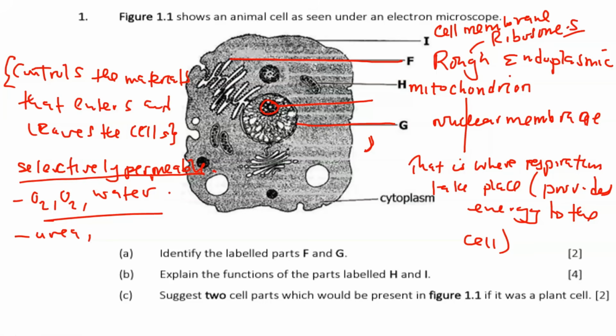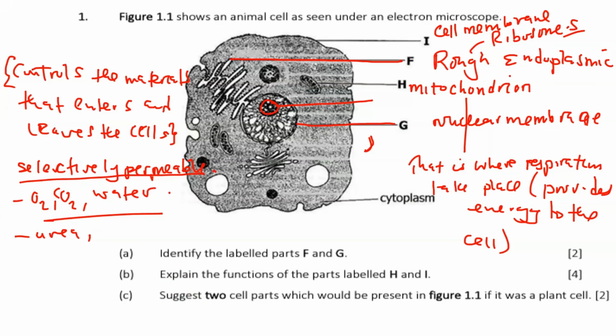So the permeability of the cell depends on the size of the materials that are entering. If they are large, they cannot enter, but those that are smaller are able to move freely, such as oxygen, carbon dioxide, and of course water. I just thought of explaining that so that you know even that part.